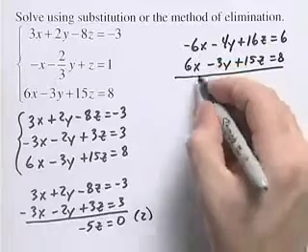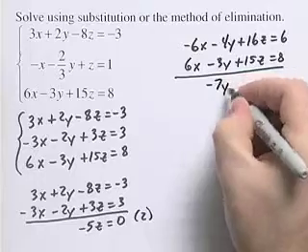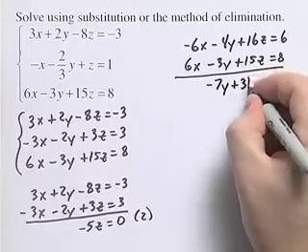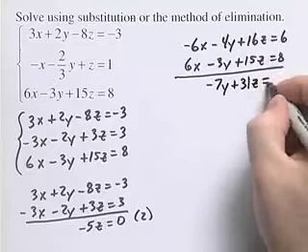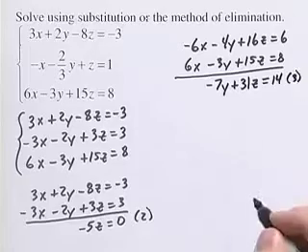Negative 6x plus 6x is 0. Negative 4y plus negative 3y is negative 7y. 16z plus 15z is plus 31z. And then 6 plus 8 is 14. This would become our new equation 3.